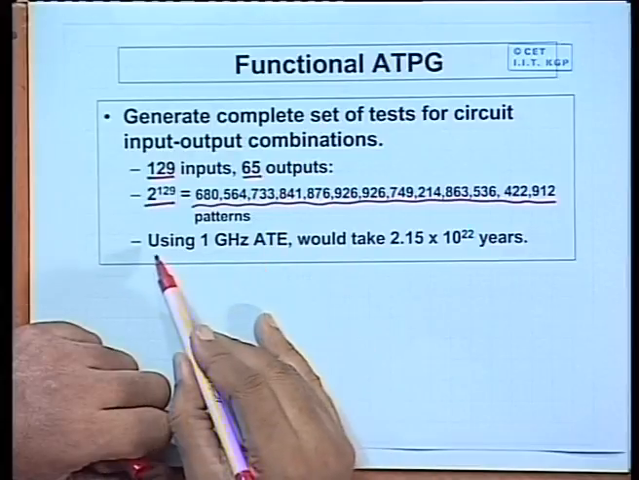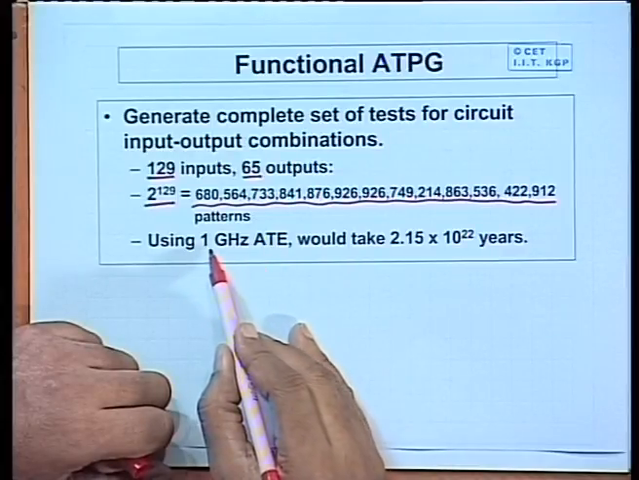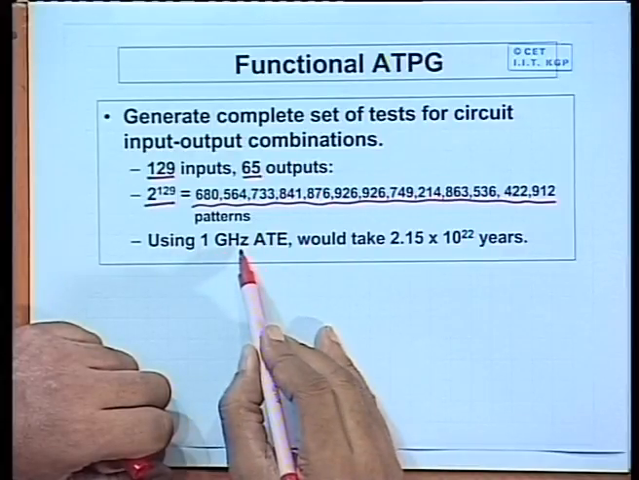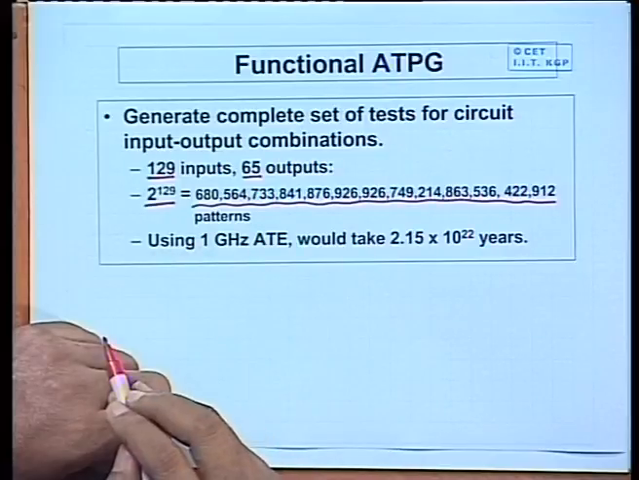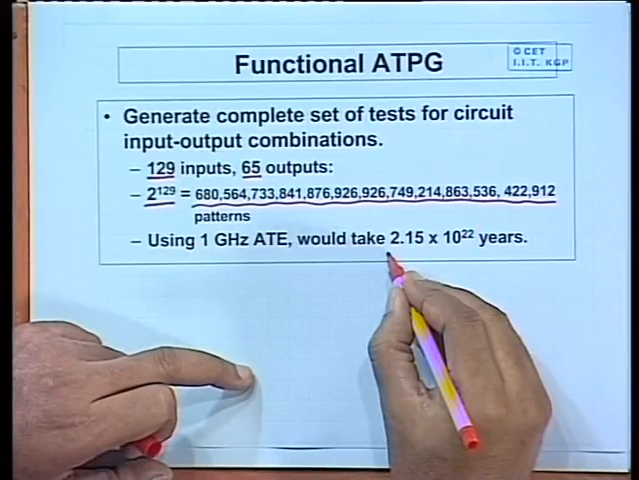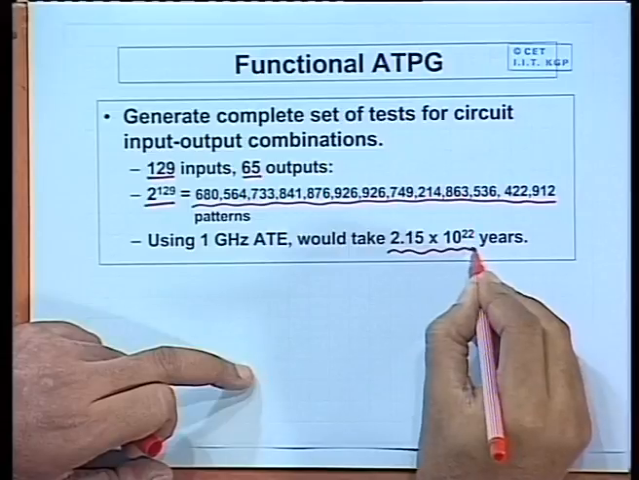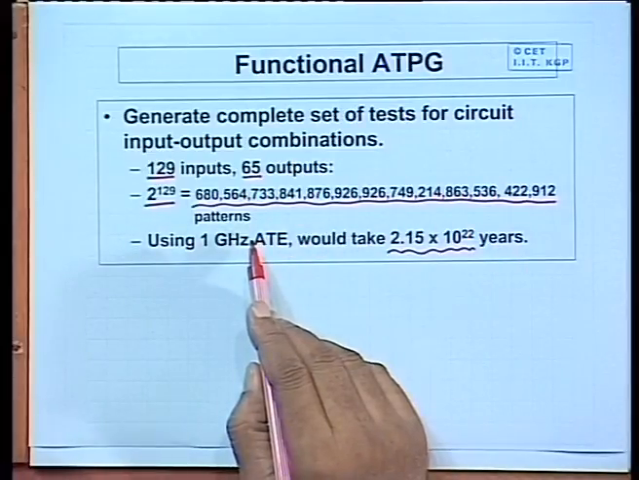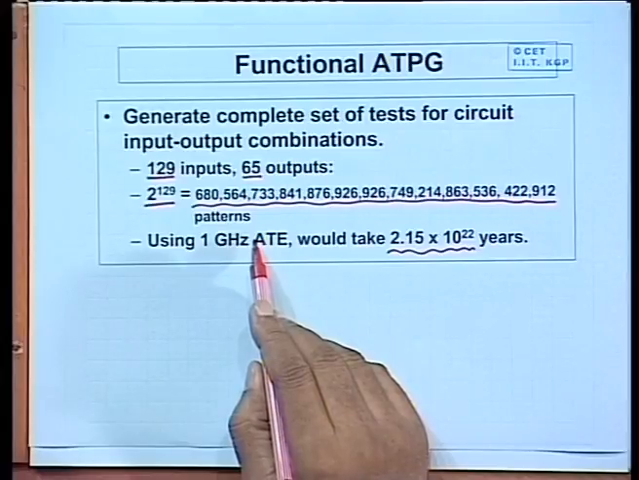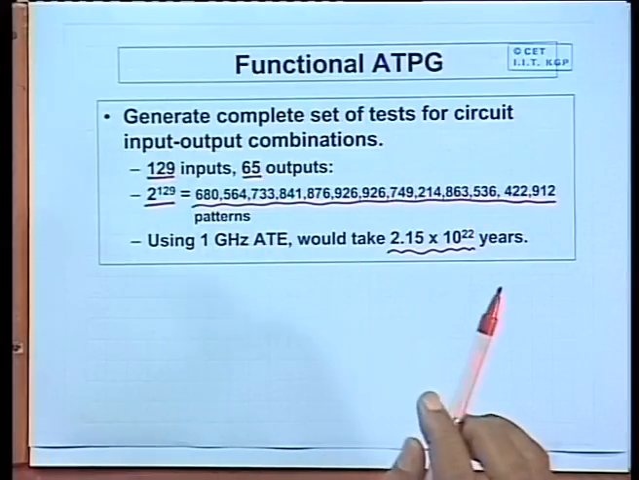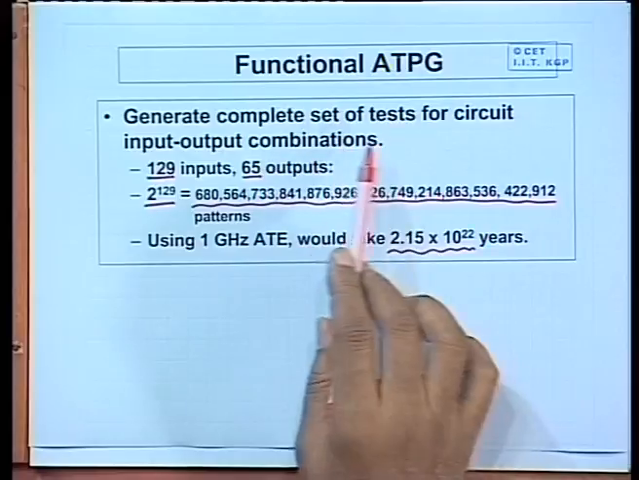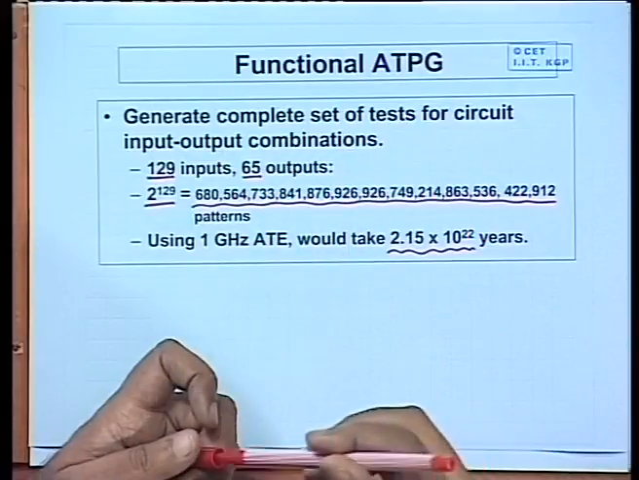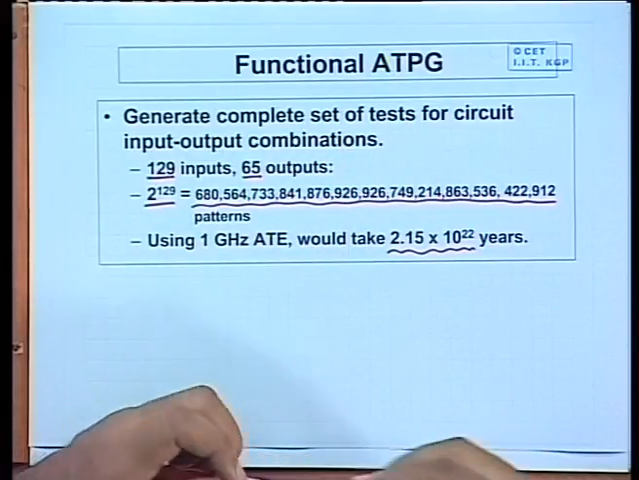And even if you assume that you can apply 10 to the power 9 patterns per second at the rate of 1 gigahertz, still it will take you 2 into 10 to the power 22 years to apply so many patterns. Okay. So, just using this blind kind of functional ATPG is simply out of the question.